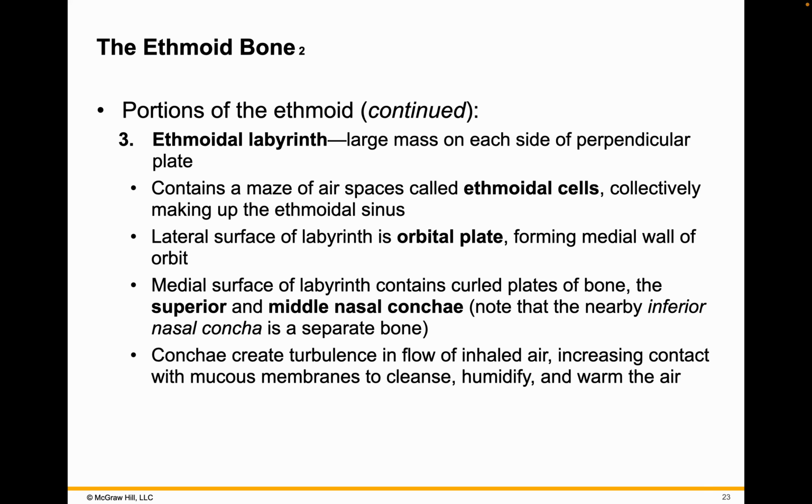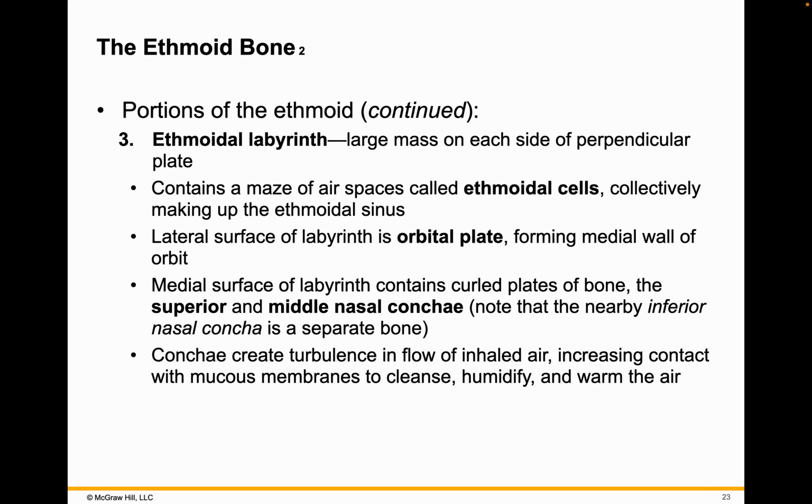The ethmoid labyrinth is a large mass on either side of the perpendicular plate. It has a maze of air spaces called ethmoidal cells, making up the ethmoidal sinus. On the lateral surface is the orbital plate, which forms the medial wall of the orbit for the eyes. The medial surface of the labyrinth contains curled plates of bone, the superior and middle nasal conchae.